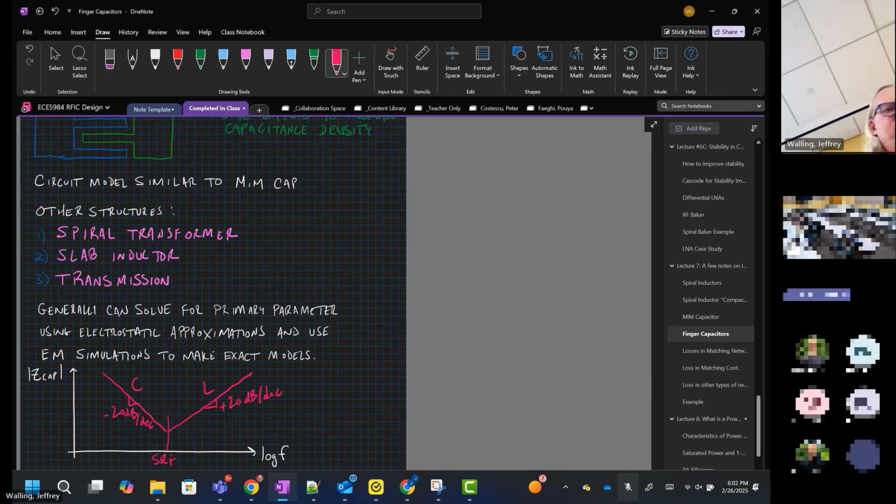Okay, and I didn't note it here, but I gave us some other passive structures. We can also generally make resistances if we need to. We can make resistors in CMOS processes out of metal. Those tend to have a low resistor density, but we can also make them out of wells.